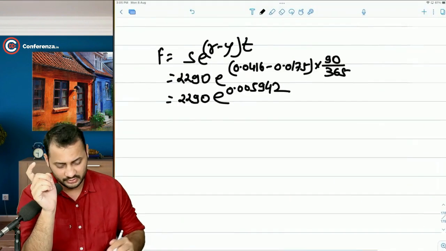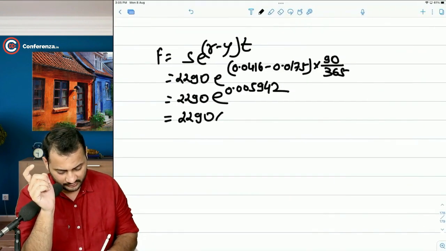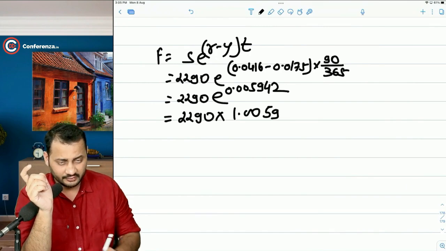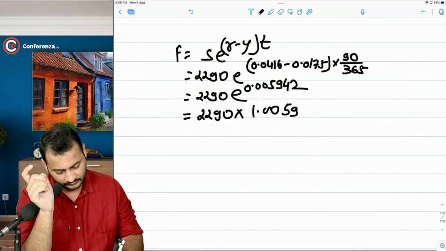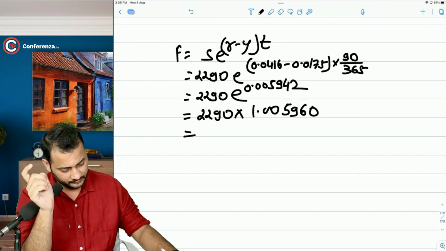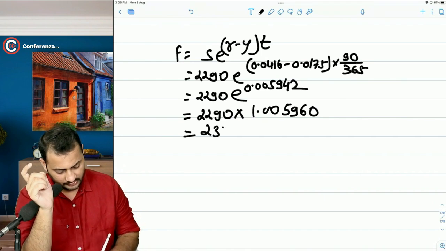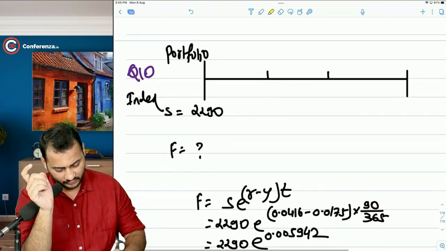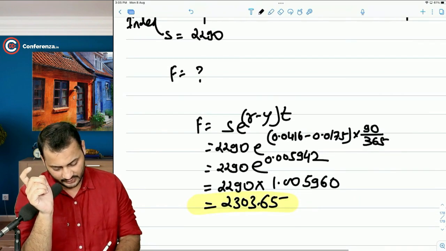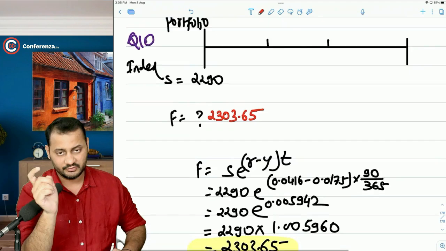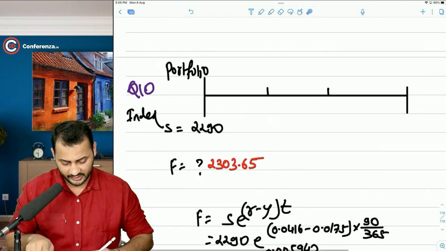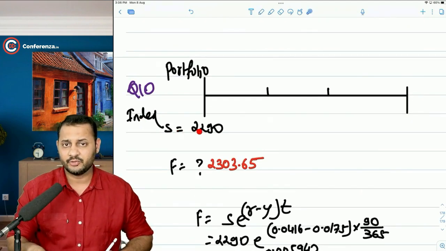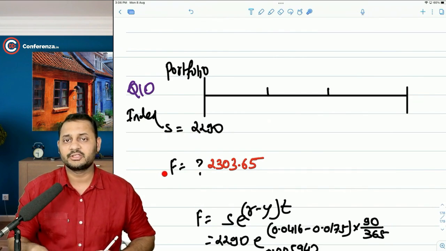0.005942, that is 1.005960. 2290 into 1.005960. So your futures price comes down to 2303.65. Are you okay with this? Have a look. 2303.65. I'm just going to write it down. 2303.65. This is the answer to the first part, where they are asking that if the index in the market is trading at 2290, what will be the futures price on that index?